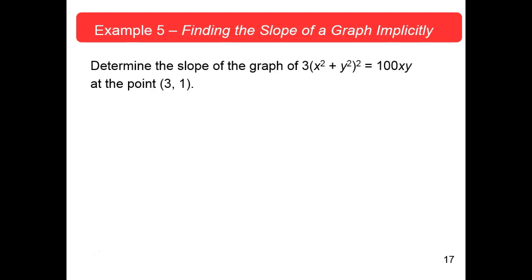It's what? 10 squared is? Times 3 is? 300. And what's 100 times 3? Times 1? 300. Okay. I did that last part. Okay. So yes, that point is on the graph. Okay? Thank you very much. Okay, determine the slope of the graph at that point. How would we do this? Find the derivative. Sounds like a good answer to me. So what would that be?